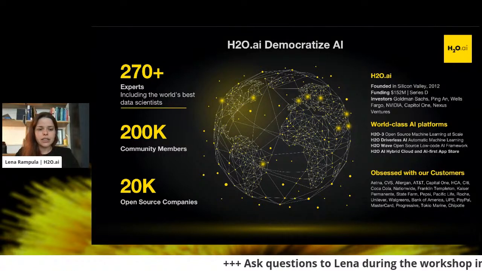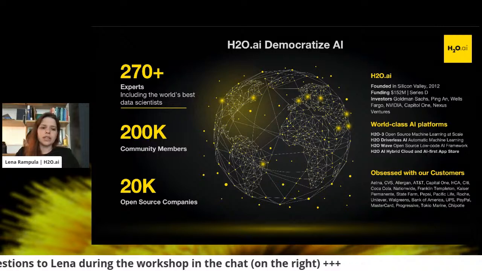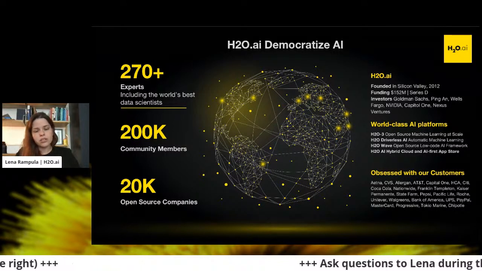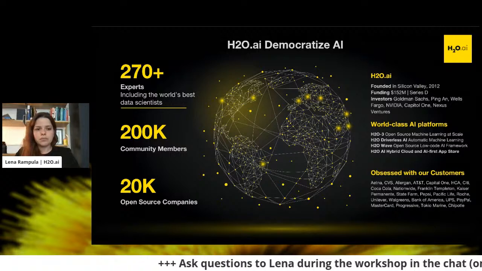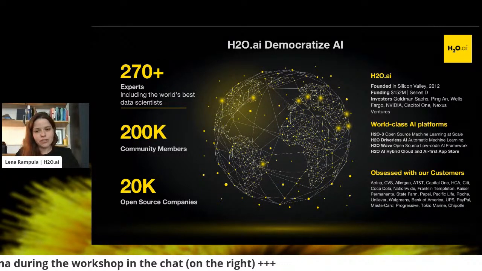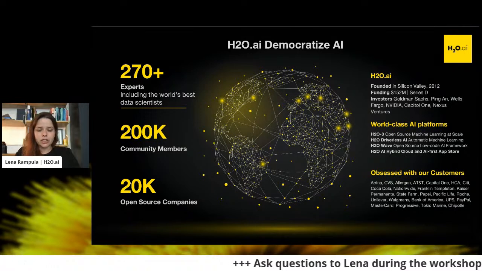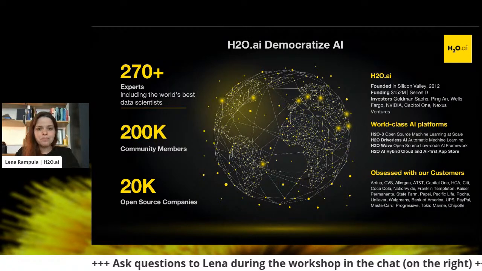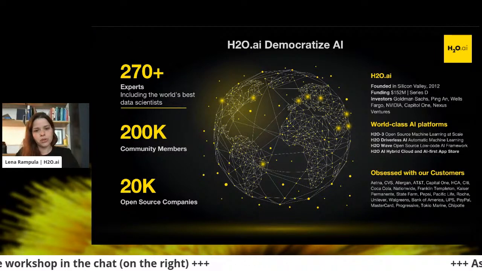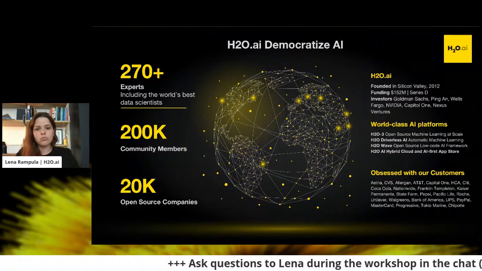There are more than 200,000 people actually using H2O. And also many companies are using our product in their businesses. More than 20,000 companies are using our open source technology for their business. And there is something special about the company. We're all data scientists. Most of the people in the company, 270 plus people, are all data scientists. And we also have in our team the best data scientists in the world that are helping us to build the products and also help our customers with more challenging projects. We have customers all over the world, and also the company itself is global.